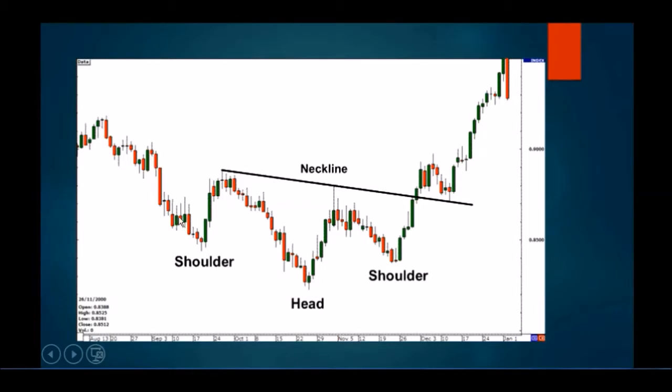Price falls, sets a low, reverses upward, so that first shoulder is formed. It falls again, sets a lower low, reverses upward, so the head is formed, and at this point we now have a descending resistance line. It falls again and reverses upward, so the second shoulder is formed. So we have the shoulder, the head, the shoulder, and a descending resistance line. Again, the head low needs to be lower than both of the shoulders.